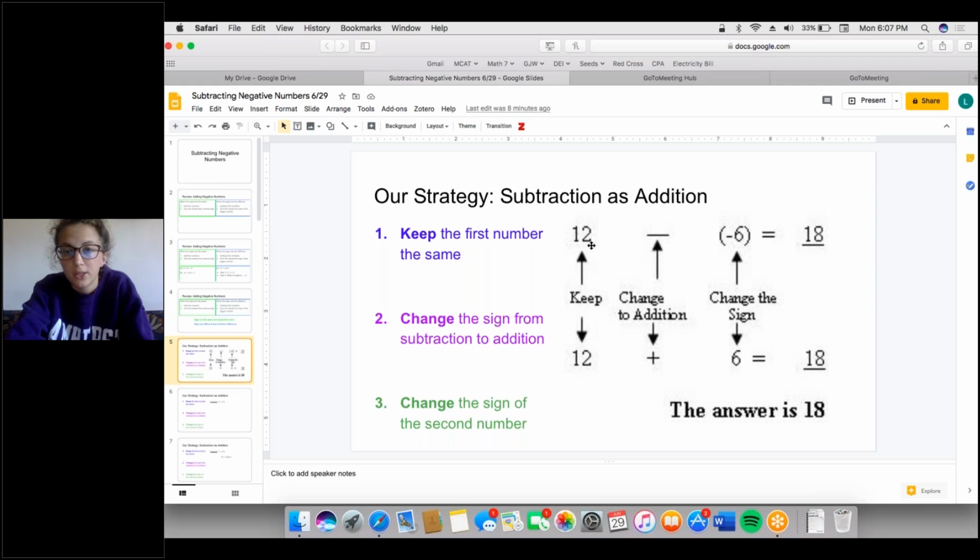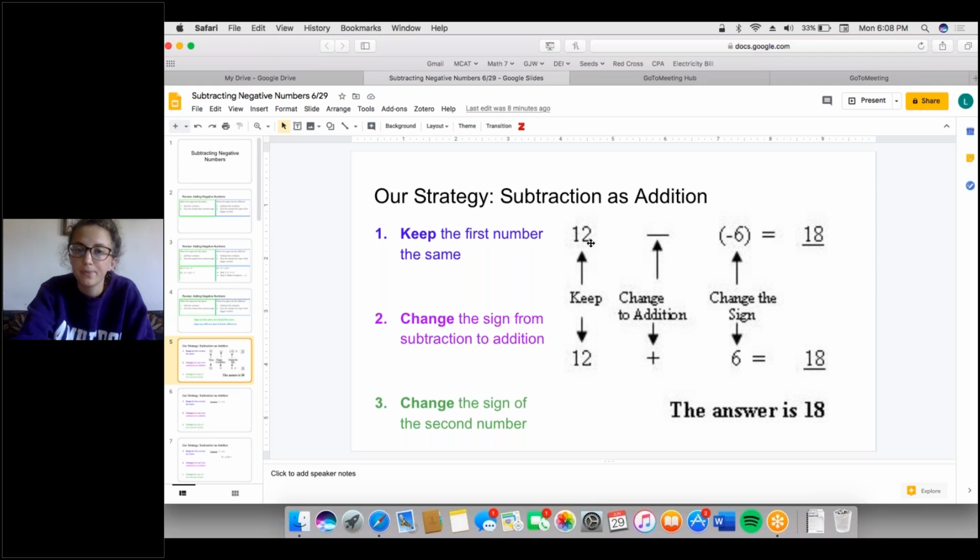So the first number we keep, the 12, we keep the same as 12 goes to 12. Change is about the sign. We change subtraction to addition. And then change, again, we change the sign of the second number. So negative 6 becomes positive 6. So now what was originally a subtraction problem is now an addition problem, and it's just 12 plus 6 equals 18.